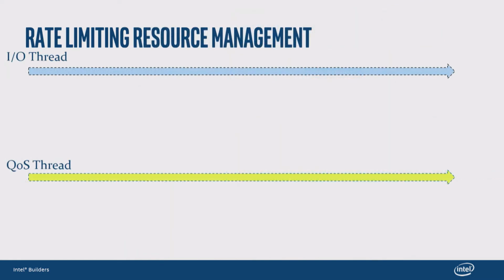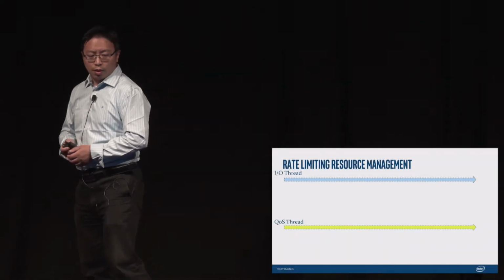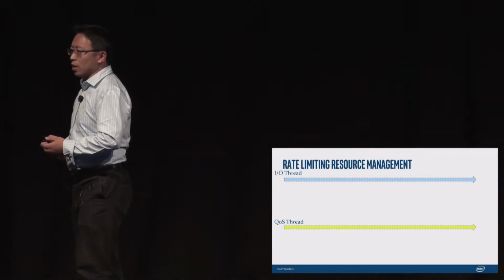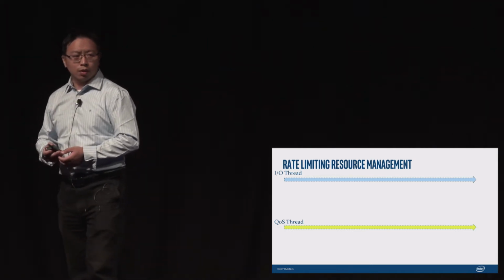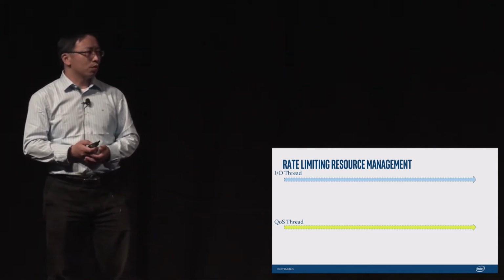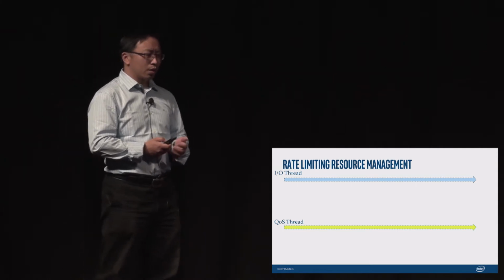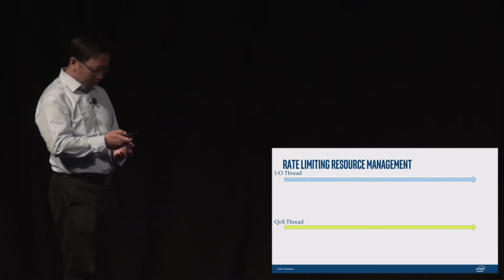Next is how we do the resource management for this feature. Here I have one IO thread, and the other is the QoS thread. Actually, the QoS thread is just a logical concept. It could be the same as the IO thread if the SPDK target is configured with only one CPU core. And when more CPU cores are configured, the QoS thread can be the first thread which receives the IOs and starts doing the rate limiting.